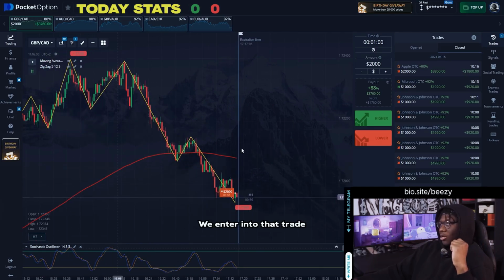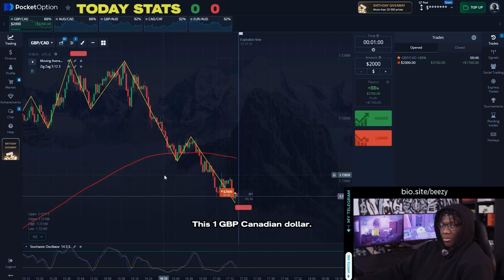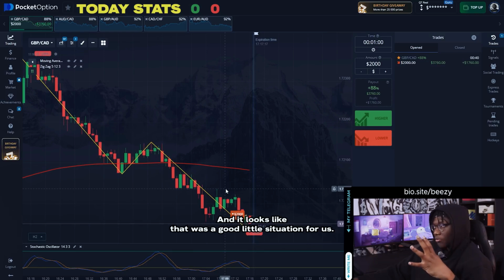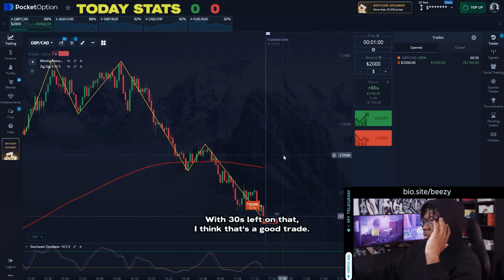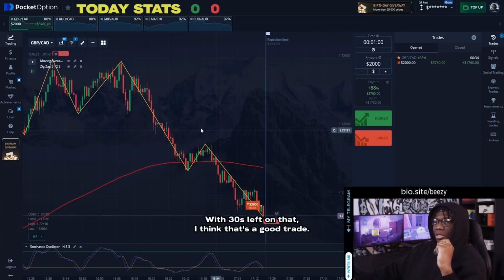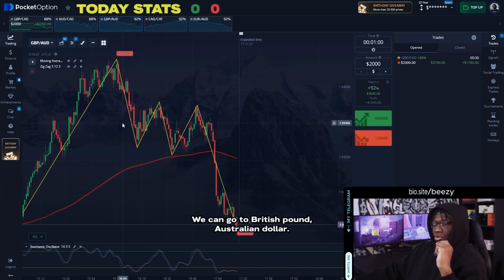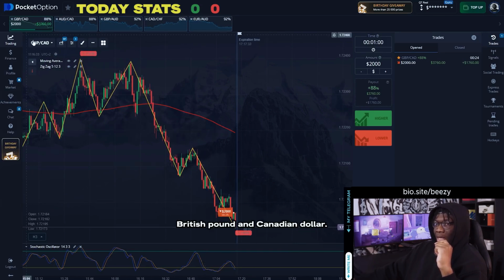We enter into that trade very quickly and come here and see how our trade is doing. That's on British pound, Canadian dollar, and it looks like that was a good little situation for us. We're able to enter and make some money out of that as quickly as possible. With 30 seconds left on that, I think that's a good trade. We can move on. We can go to British pounds, Australian dollar. We can see the same situation repeating with British pound and Canadian dollar.